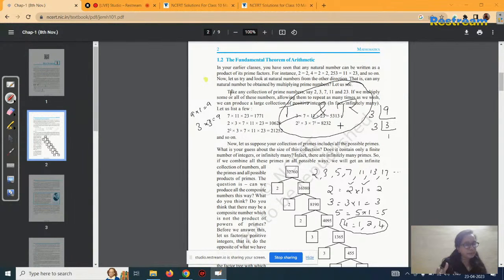Is 1 a prime number? Is 1 a composite number?